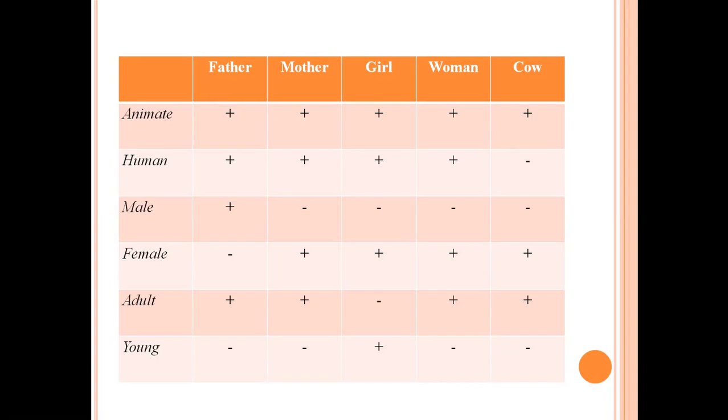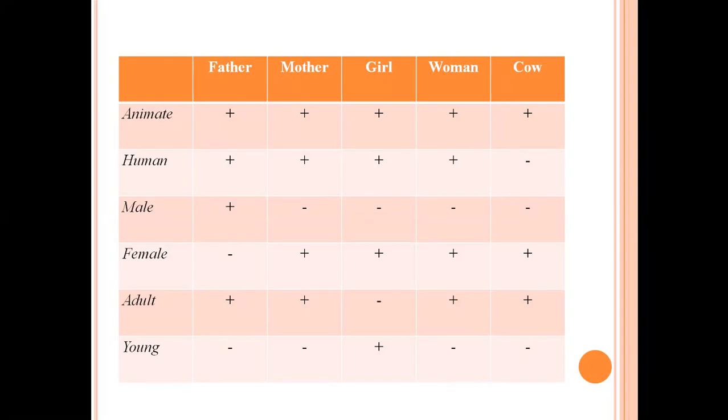Now we will look at the property of adult. Father plus, mother plus, as in order to become a father or a mother, the person must be adult. So that's why father plus, mother plus. Girl minus, right? Woman plus, cow plus. That is interesting. Why is cow plus here? Adult plus, young minus. Why is it plus sign?